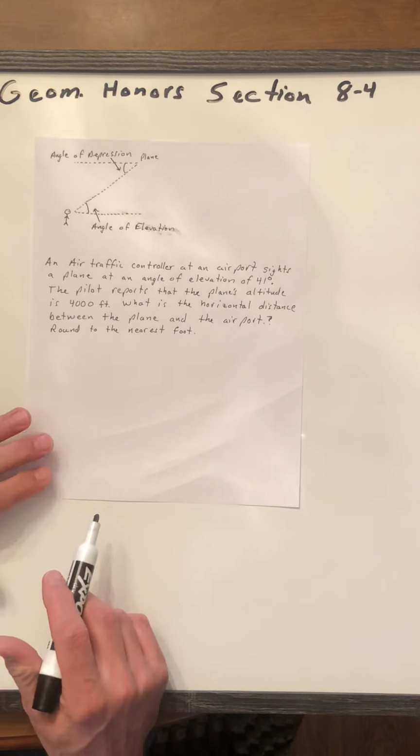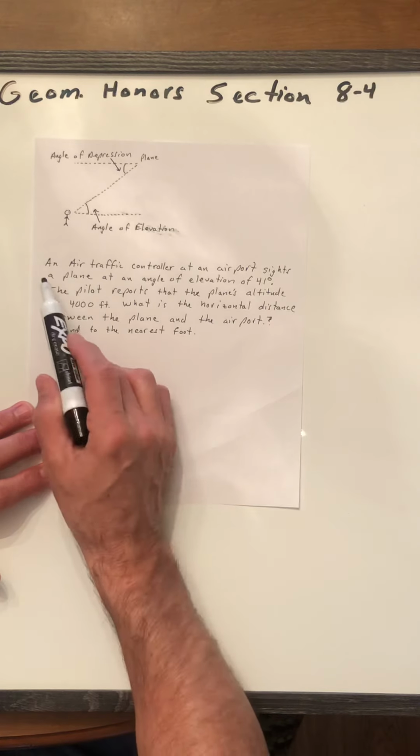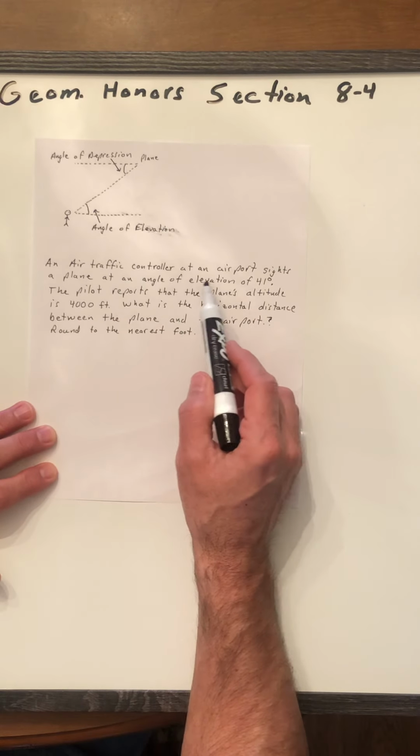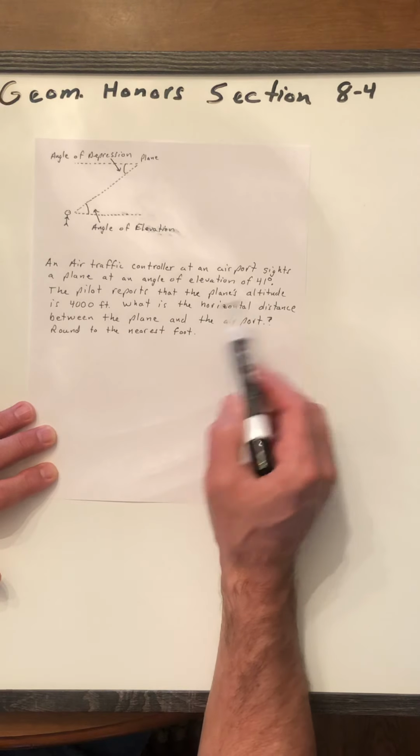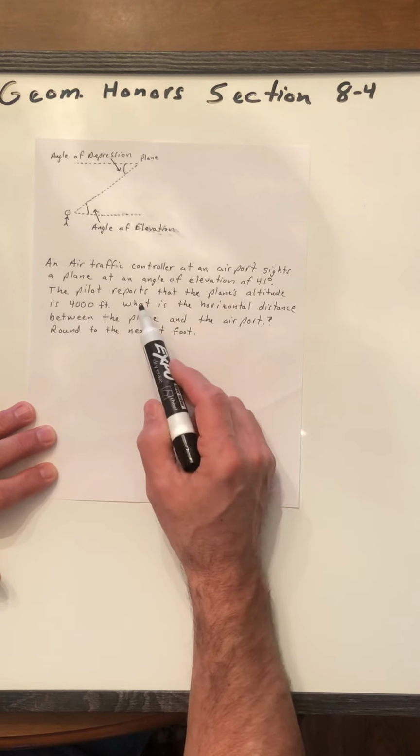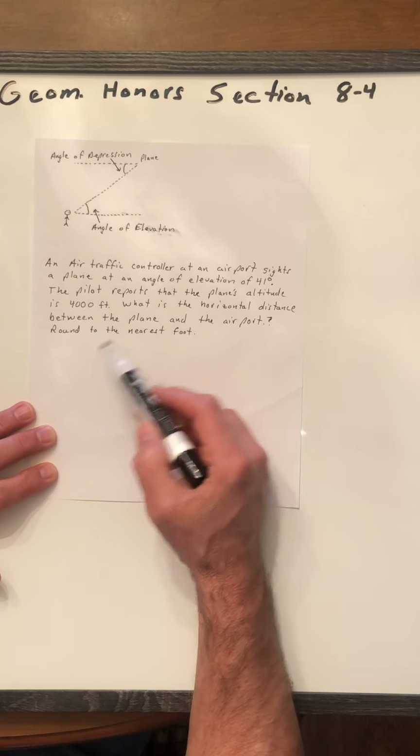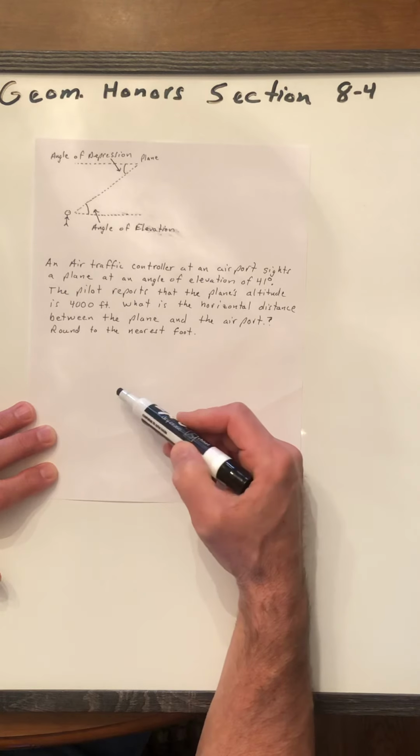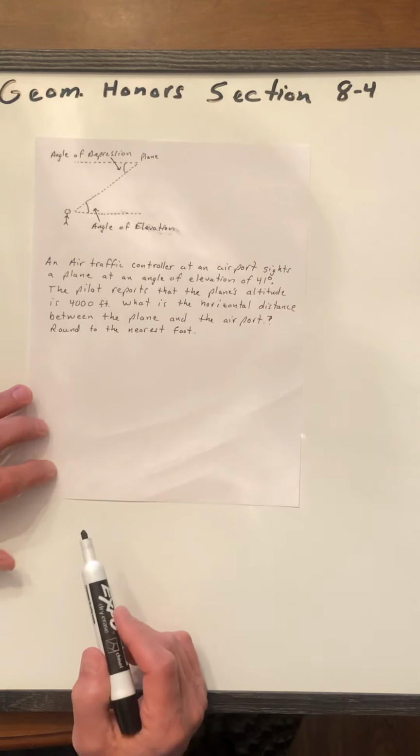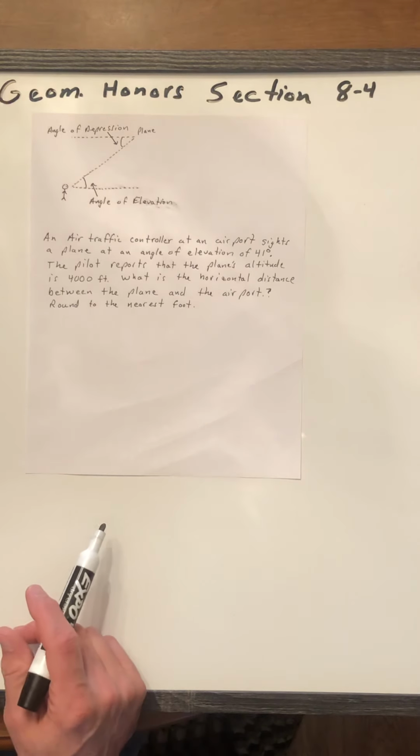Now, we also have an example here in a story problem. An air traffic controller at an airport sights a plane at an angle of elevation of 41 degrees. The pilot reports that the plane's altitude is 4,000 feet. What is the horizontal distance between the plane and the airport? Round to the nearest foot. So we have this particular problem.